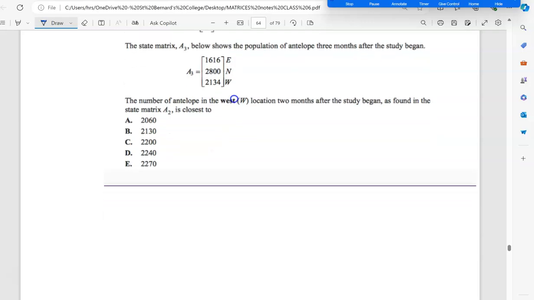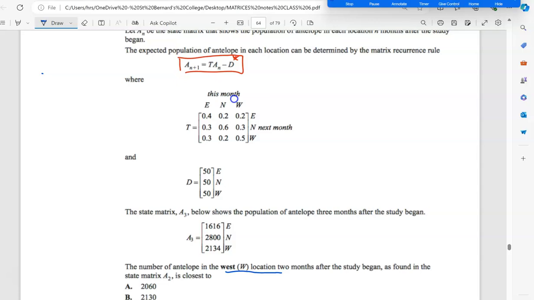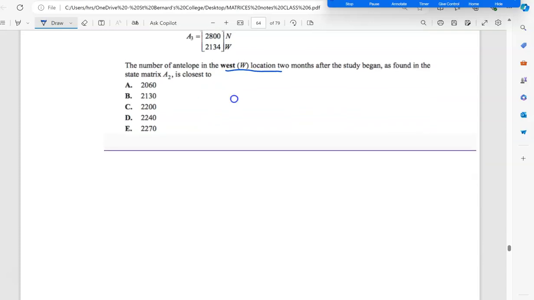Now, it says the number of antelope in the west location 2 months after the study began was found to be, and so they told you want A2. So if you were finding A2, we would actually need the one before, which is A1. We don't have that. We've got A3. So if you think about linking it up, A3 was found by using the formula, which would have been the transition times A2 and minus D.